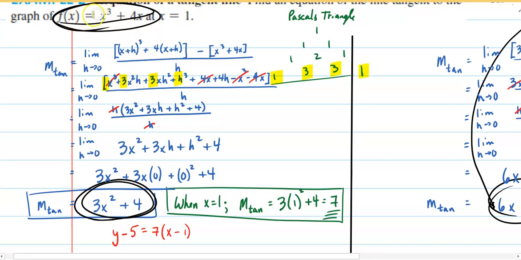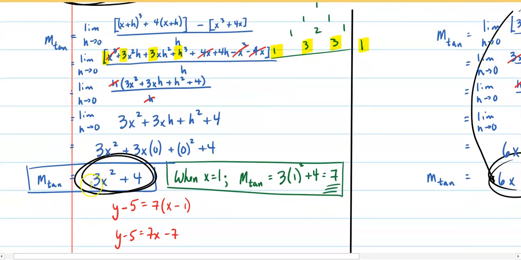We started with our original function f of x, and we used this limit definition to determine a function that would give us the slope of a tangent line at some point x, because we're calculating the limit of this function as h approaches 0. And we ended up with an equation 3x squared plus 4.